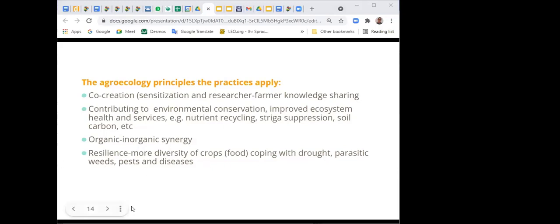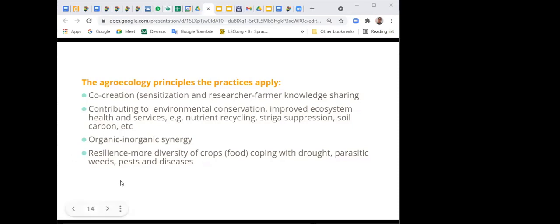Contributing to environmental conservation, improving ecosystem health and services through practices like nutrient recycling, Striga separation, and additions of soil carbon, so carbon sequestration. We can talk of organic synergy, particularly use of organic and inorganics together, which can potentially reduce the over-reliance on inorganic fertilizers, which are harmful to the environment.